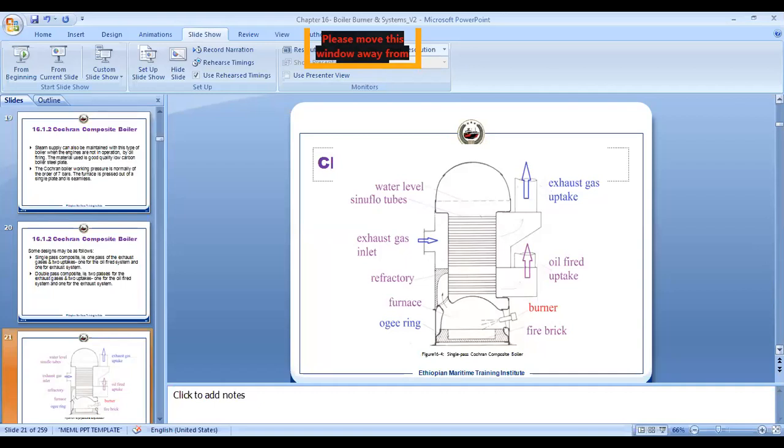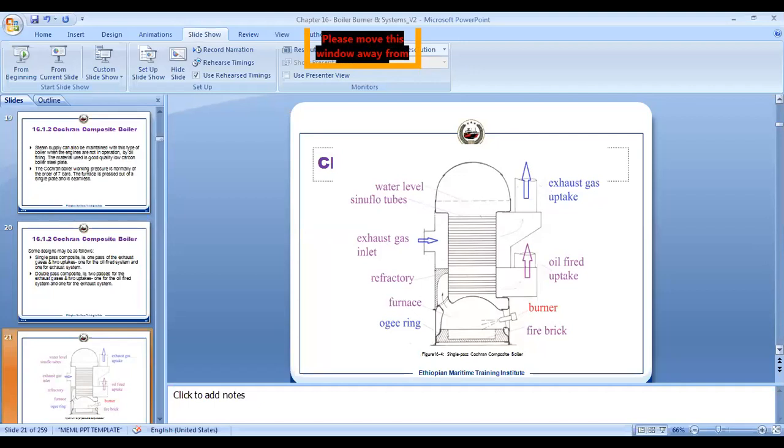So the smoke tube means the smoke is passed through the tubes and the water will be around the tubes, yeah? That is correct. So on board ship, mostly where I am working is a smoke tube, but it's only vertical. I never see horizontal arrangements.